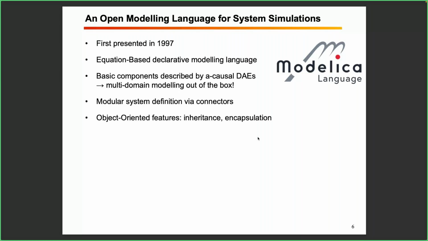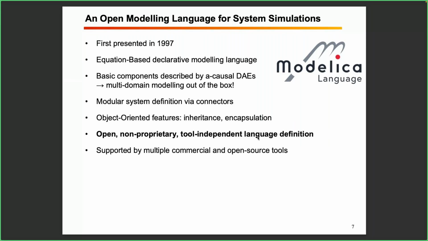And then you can use connectors to define hierarchical modular system models, which is very useful for engineering applications. And last but not least, you get object-oriented features like inheritance, encapsulation. This is very nice for handling complicated projects and models.